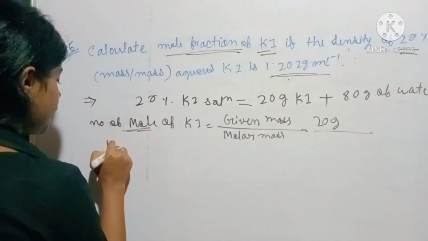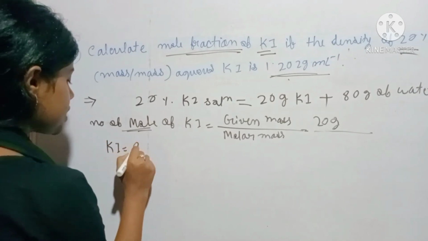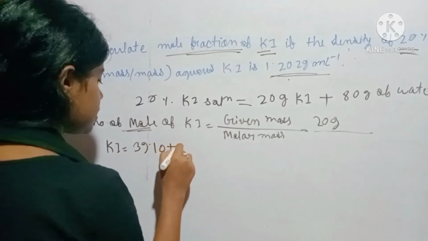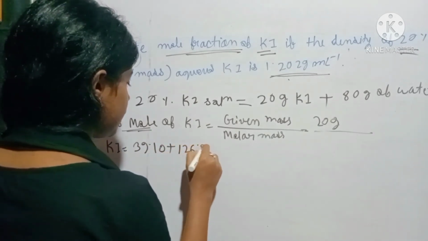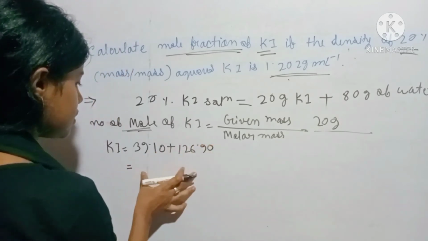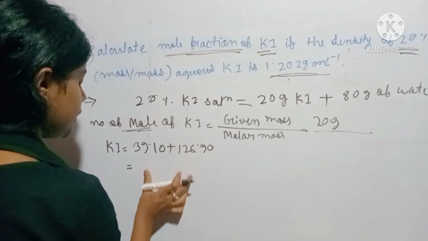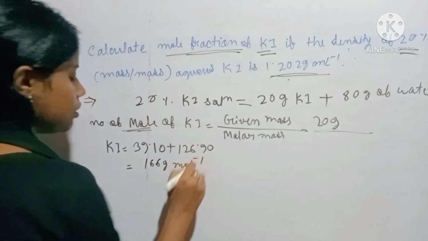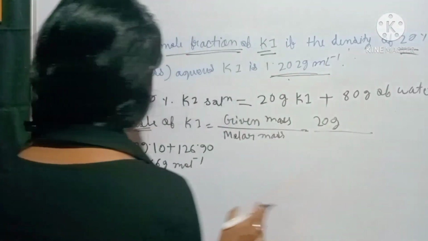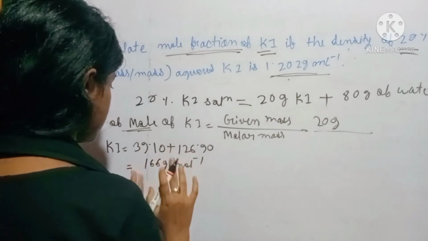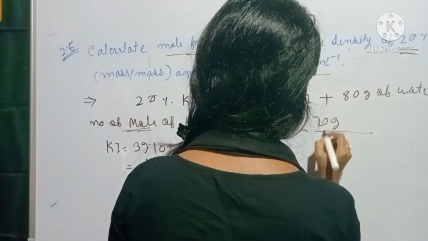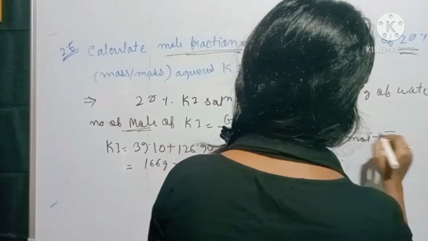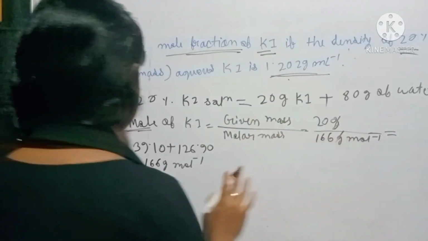For KI, potassium has a molar mass of 39.10, and iodine is around 126.90. If we add these two, it will be around 166 gram per mole. So the molar mass is 166 gram per mole. I can do that calculation part some time later.